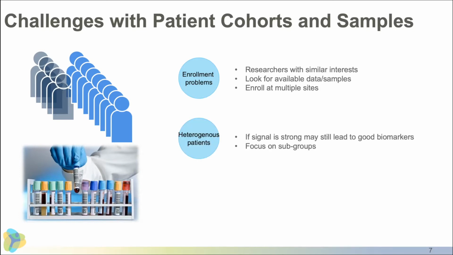Another challenge could be around heterogeneous patients, especially with the complex diseases that many of us are studying. The patients that we need in our cohorts are quite heterogeneous. If we are lucky and the signature of the question is quite strong, you may still be able to find good biomarkers. However, if that's not the case, you may have to focus on subgroups in which the biomarker has a strong signal and could be applied to.